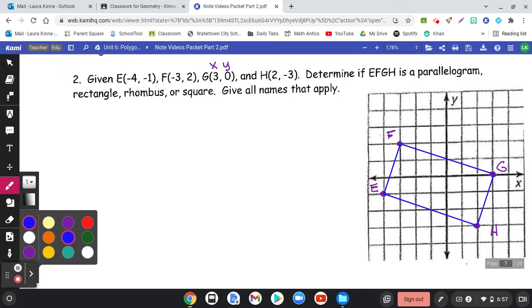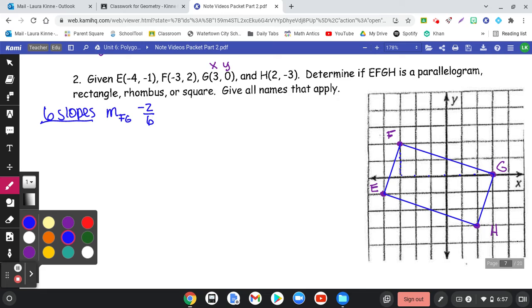So I'm going to show you my favorite way. I'm going to use 6 slopes because it will take care of everything. All right, so let's just start. We're going to find the slope of FG. So for FG, remember, it's rise over run. So you have to go down 2 over 1, 2, 3, 4, 5, 6.